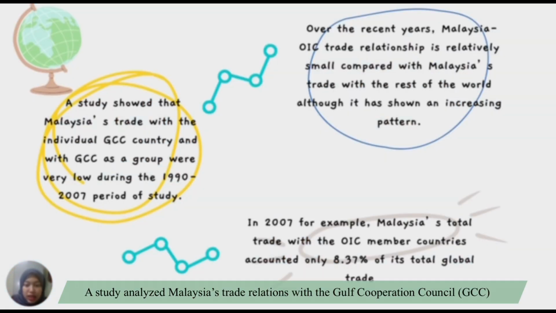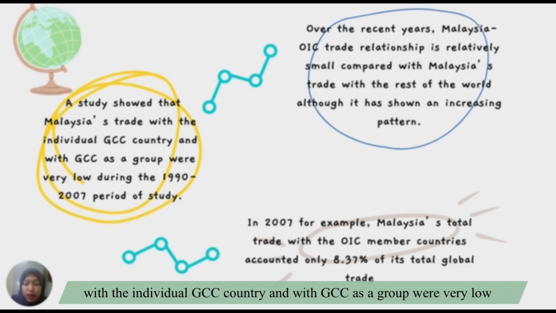A study has analyzed Malaysia's trade relations with the Gulf Cooperation Council (GCC) countries, which consist of the United Arab Emirates, Bahrain, Saudi Arabia, Oman and Kuwait. Using the Trade Intensity Index, they showed that Malaysia's trade with the individual GCC countries and with the GCC as a group were very low during the 1990 until 2007 period of study.